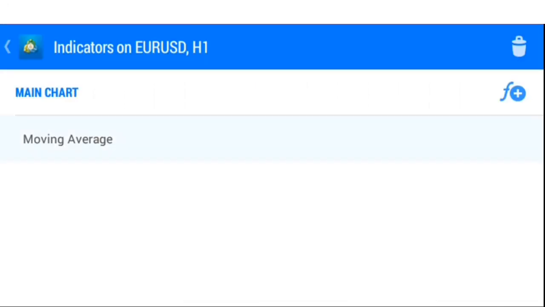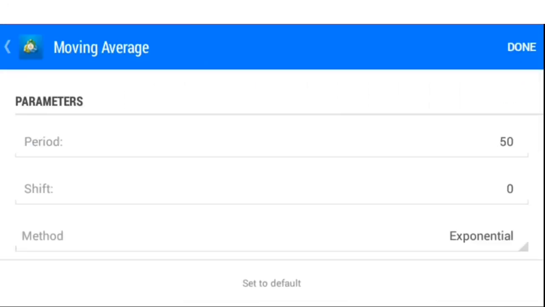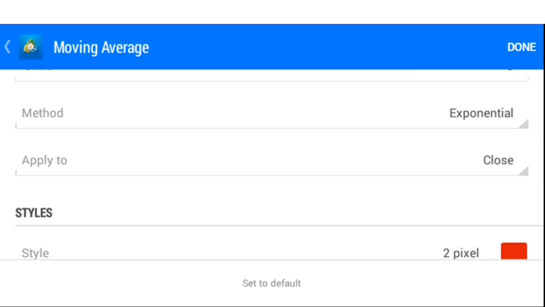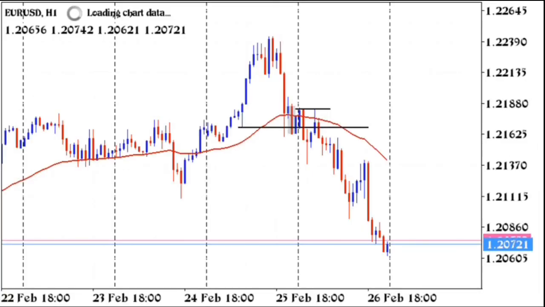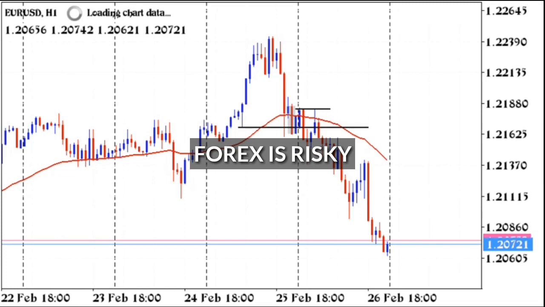Just one moving average, which is going to be set to period 50. Method is going to be exponential. Apply to close. Done.